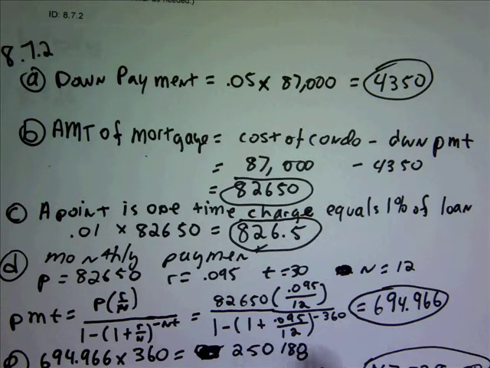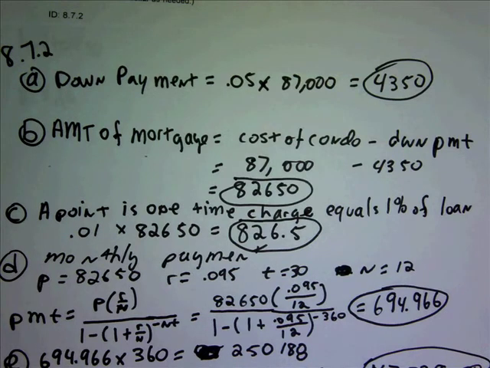Then the last part, they ask us to find the total cost of the interest over 30 years. They're asking us how much interest they are going to be paying on the mortgage. So we know that their payments, with the interest included, are $694 monthly. So they'll be making how many payments? 360 payments, for 30 years times 12, 360 payments.